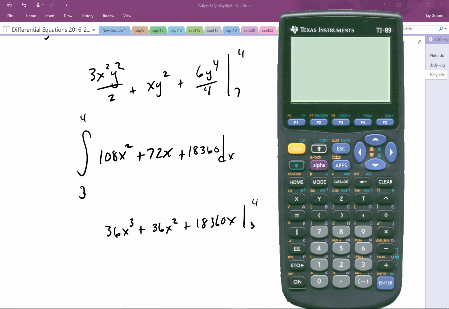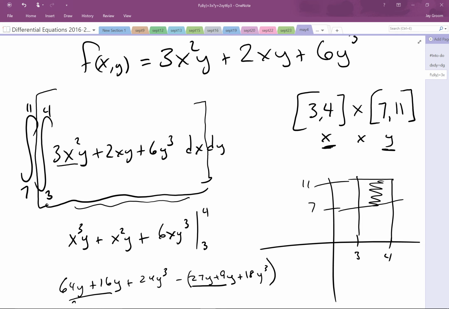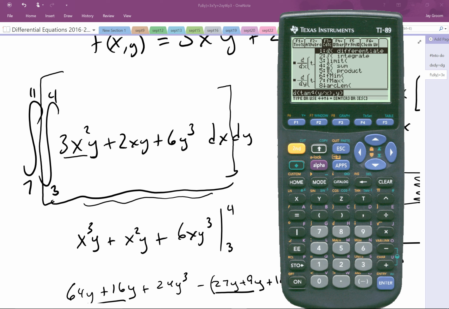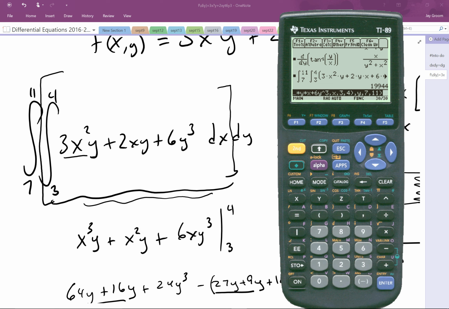So I'm going to, oh, now I got to scroll up. Okay, I'm going to do this first one first. I'm going to do dx dy first this time. So, you're going to do integrate 3x squared times y plus 2 times x times y plus 6y cubed, comma x, comma 3, comma 4, parentheses, comma y, comma 7, comma 11. Boom. Done.